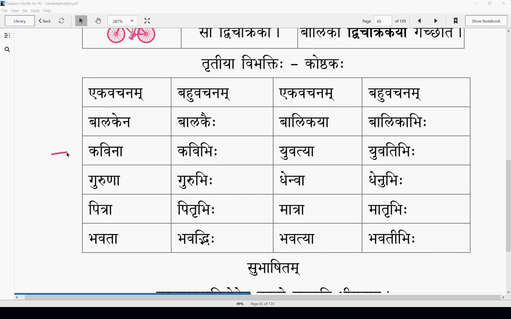And if you want, you can refer to other words also, like the i-ending word kavi. So that is kavihi. In the previous Dvitiya Vibhakti column it was kavim, and Tritiya becomes kavina. Bahuvachanam kavibihi, guru, guruna, gurubihi, etc. are given here.